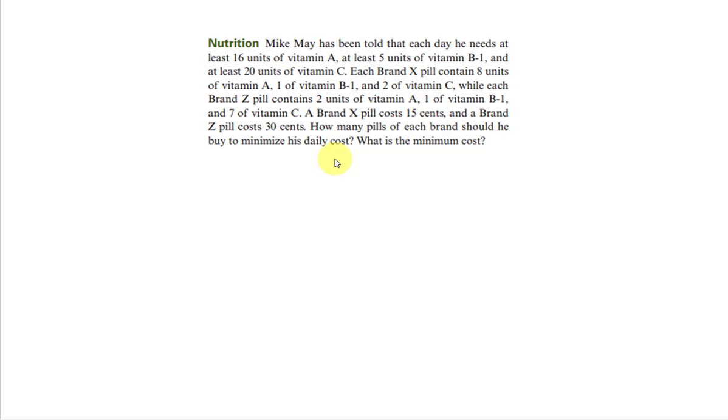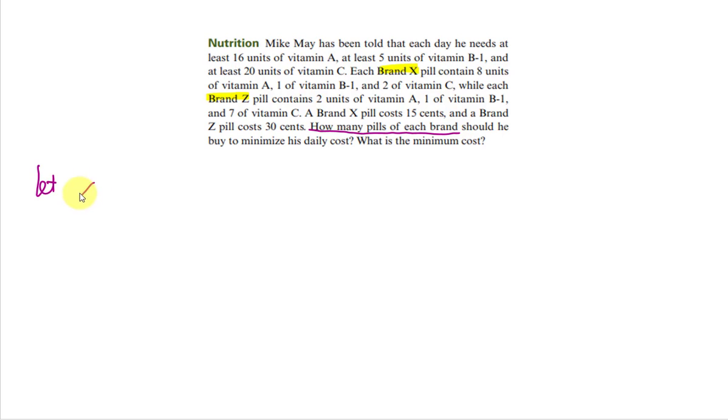So look at the question. The question is asking us for how many pills. So that is what they are asking you. How many pills for each brand? We have brand X and another brand called brand Z, right? They ask you how many pills of each brand, so you should let the variables X and Y represent the number of the pills from brand X and brand Z.